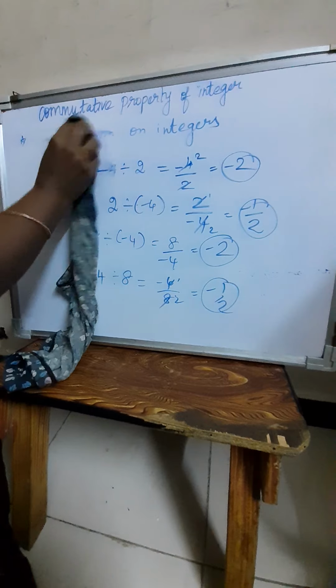Okay, is it clear? In the last class we checked the closure property. In this class we have completed the commutative property. I'll give some assignments also, you have to complete them.